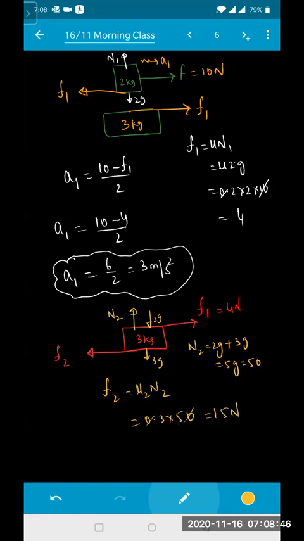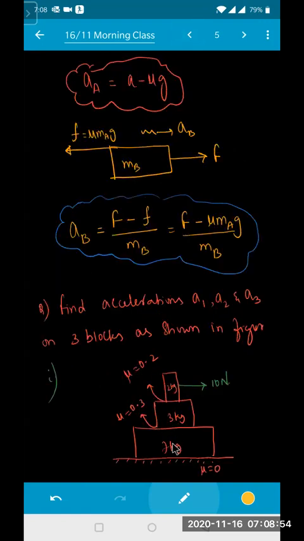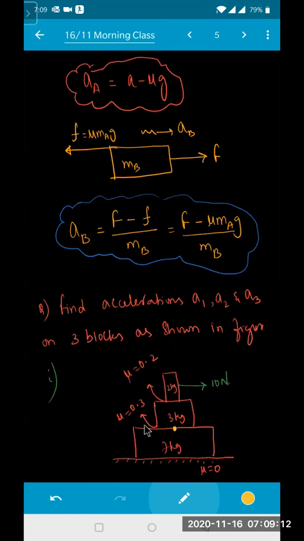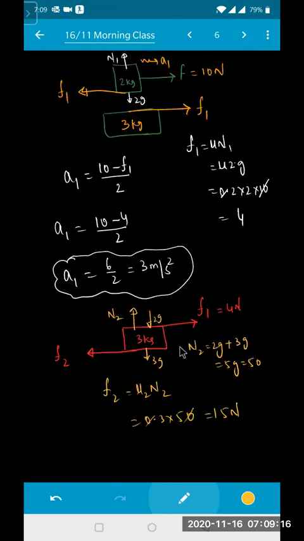You applied force on the 3 kg block, how much is it? 4 Newton. And your F2 is how much? 15 Newton. So the 3 kg and 2 kg cannot move at the break over. The bond between 3 kg and 7 kg cannot be broken because on 3 kg, how much force has been applied by friction? Only 4 Newton. And the friction present between 3 kg and 7 kg is how much? 15. So 3 kg and 7 kg cannot slip.